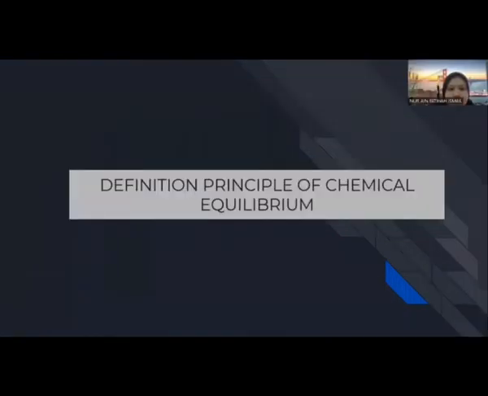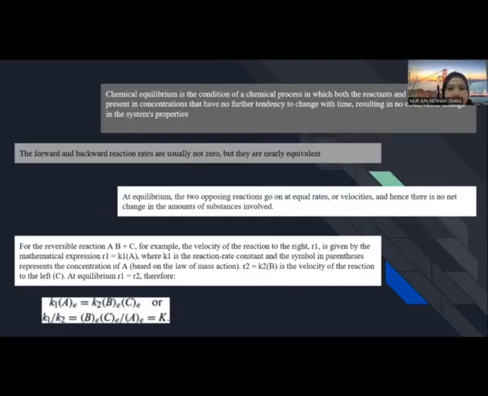Assalamualaikum, I'm Nur Fatihah. I will present the definition and principle of chemical equilibrium. Chemical equilibrium is the condition of a chemical process in which both the reactant and product are maintained in concentrations that have no further tendency to change with time, resulting in no observable change in the system properties when the forward reaction and the reverse reaction both proceed at the same rate.